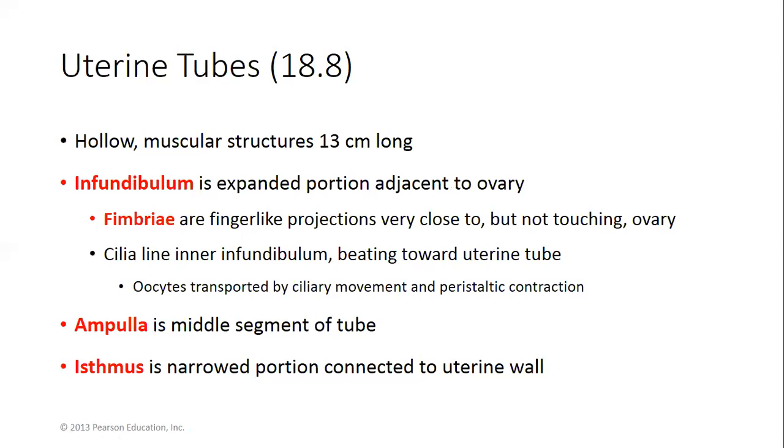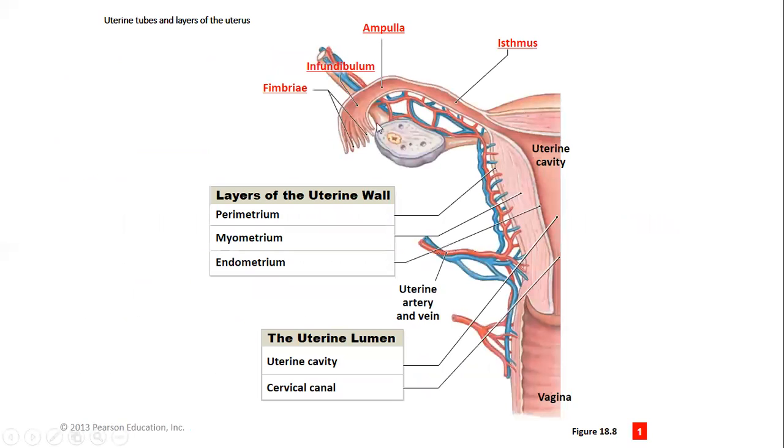Cilia line the infundibulum and basically beat towards the uterine tube. So they take the oocyte and just kind of wave it towards the uterus. Then the ampulla is the middle segment, and the isthmus is a narrow portion that's connected to the uterine wall. So here's the fallopian tube. There's the fingers, the fimbriae. An oocyte, when it's ovulated, gets basically shot into the fallopian tube through the fimbriae that are collecting it, and then into the infundibulum, which is just this neck behind the fimbriae. The ampulla is the longer section, and then the isthmus is where it narrows into the uterine cavity.